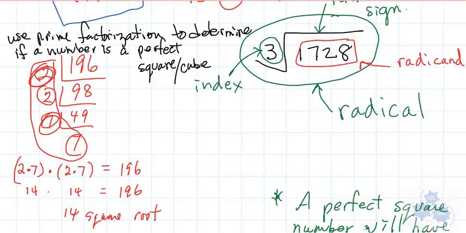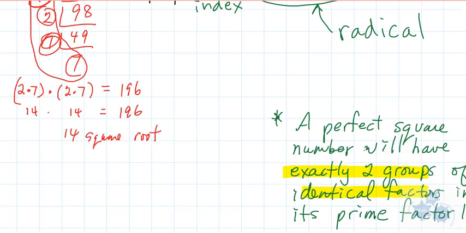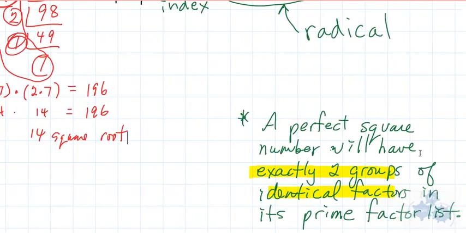So how do we determine that from a list of prime factors? This is how right here, and I want you to write this down. Over here. Not sure why that's off the screen. But a perfect square number will have exactly 2 groups of identical factors in its prime factor list. So just copy that down to your notes.